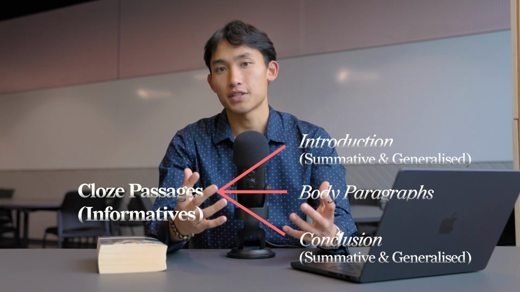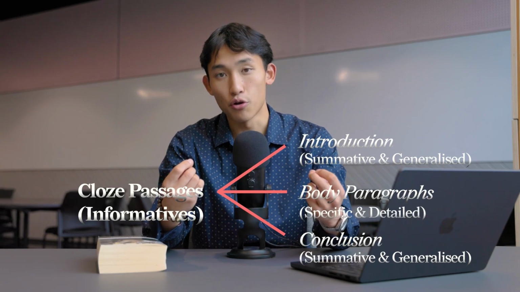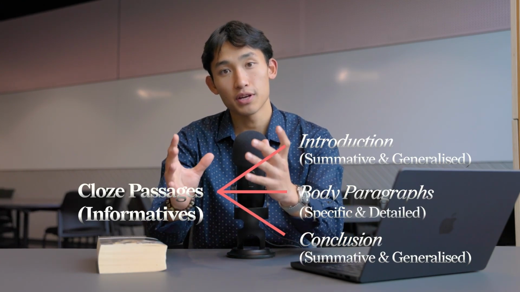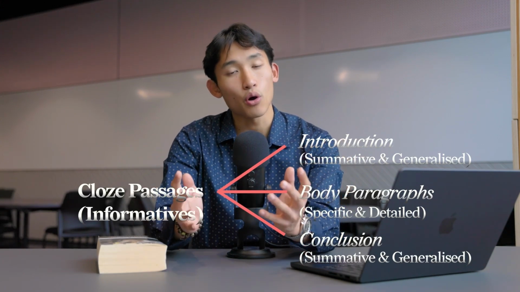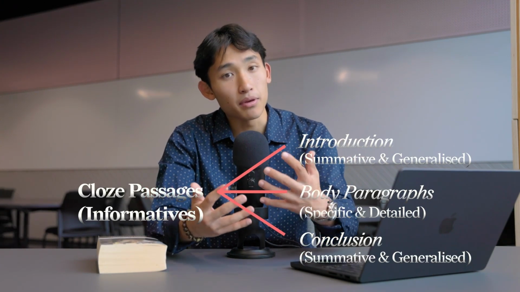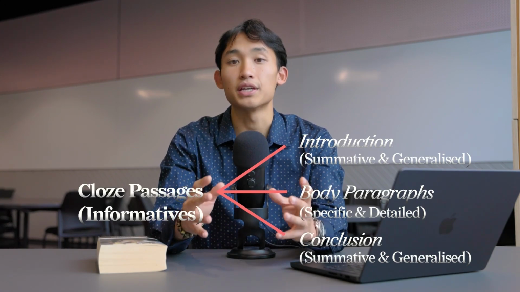In the body paragraphs, it's a little bit different. The ideas should be a little bit more specific. You might notice that every single individual body paragraph in an informative piece should represent its own individual ideas. There may be a few overlaps, but in its entirety, they should all be unique in their own way.